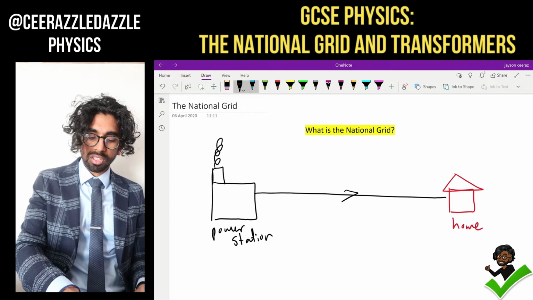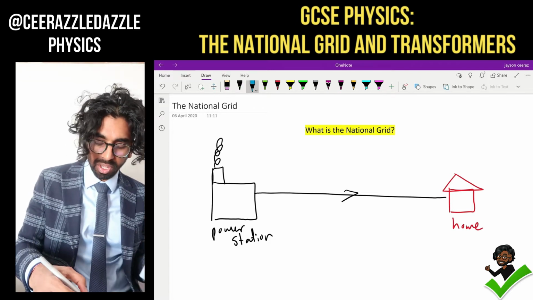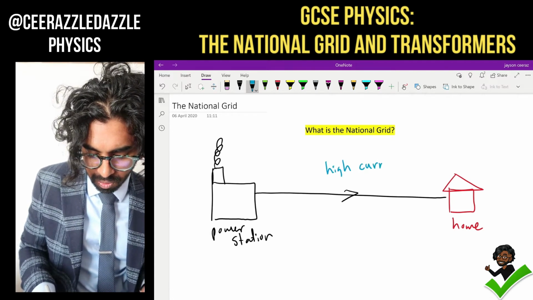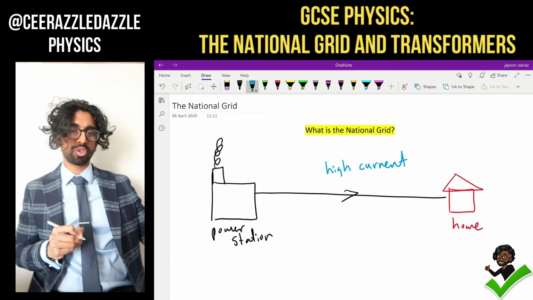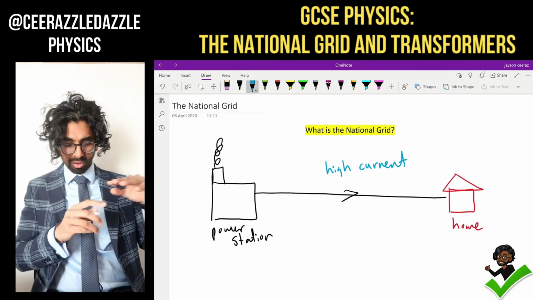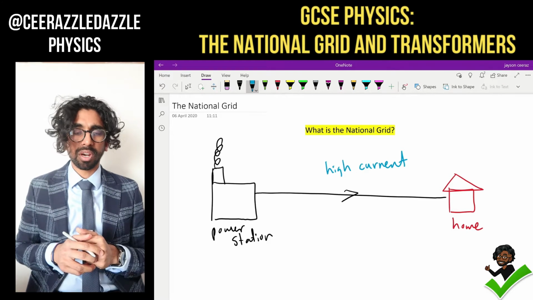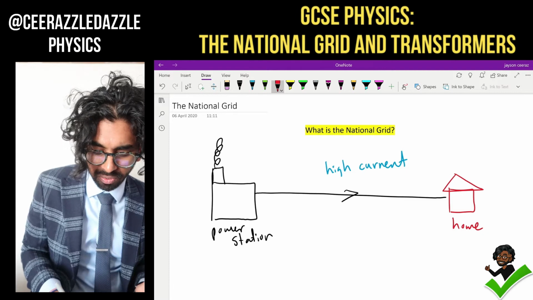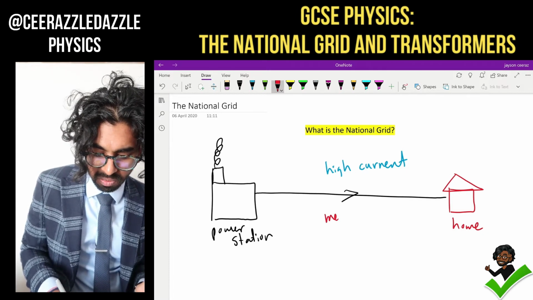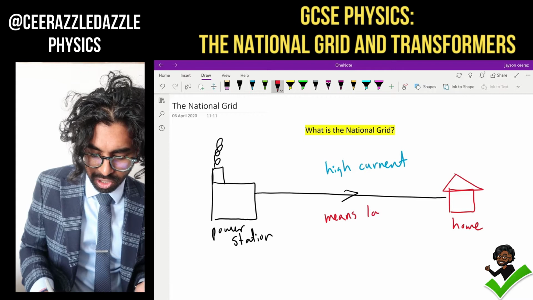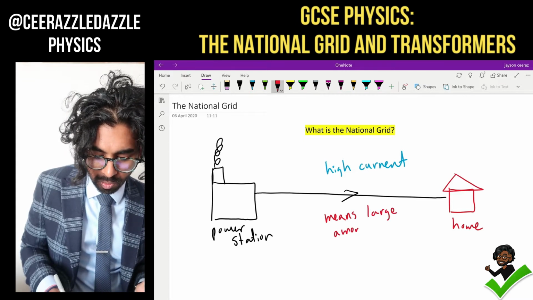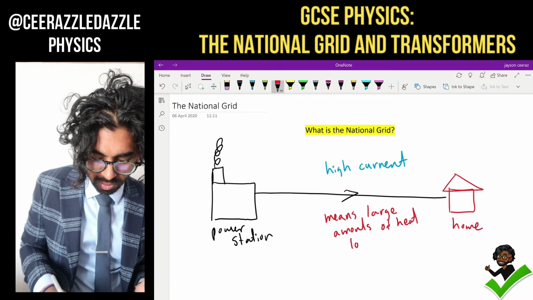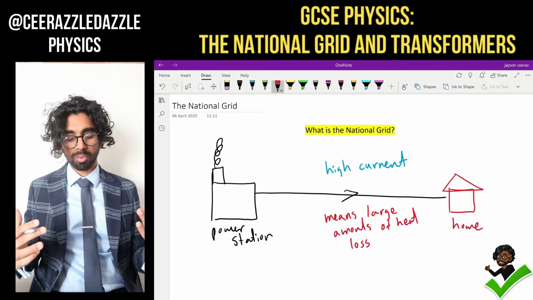We know all our devices in the home require a high amount of current, so it should be transmitting high current. But what is the problem if you transmit electricity all this way along this wire with a high amount of current? This will result in a large amount of heat loss. So high current means large amounts of heat loss.